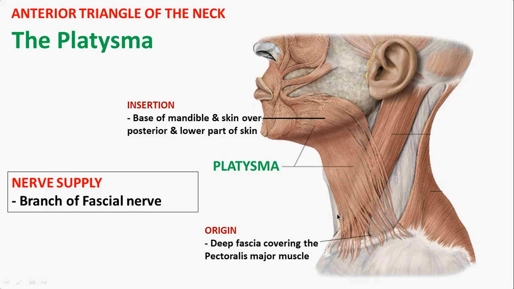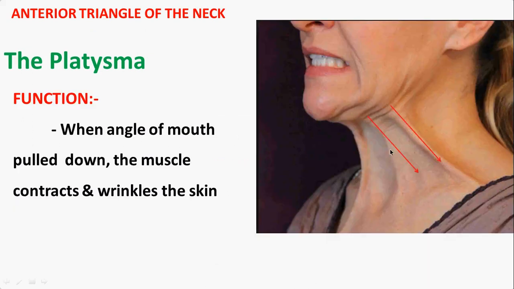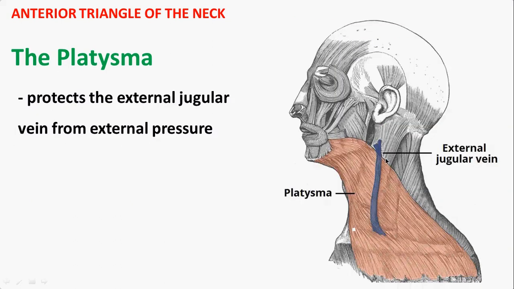Now the origin and insertion of the platysma. The origin is the deep fascia covering the pectoralis major muscle, and it inserts over the base of the mandible and the posterior and lower part of the skin. The nerve supply is a branch of the facial nerve. What are the functions? When the angle of the mouth is pulled down, the muscle contracts and wrinkles the skin. It also protects the external jugular vein from external pressure. This is the function of the platysma.